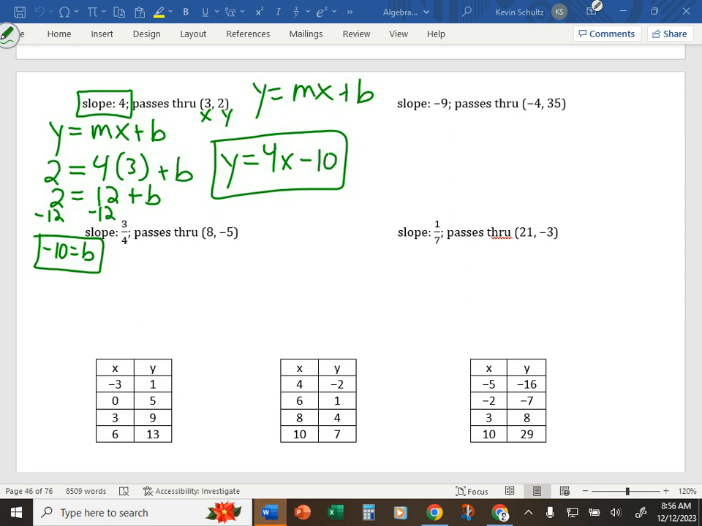Yes, Abe? Could you do y equals 4x plus negative 10? If you want to do plus negative 10, you can, but it is not required. Yes. We'll do several more. Okay?